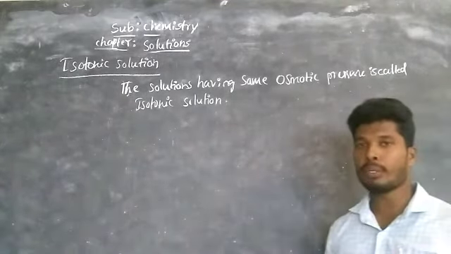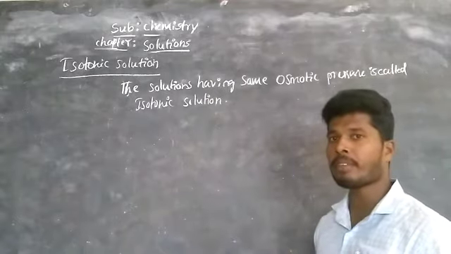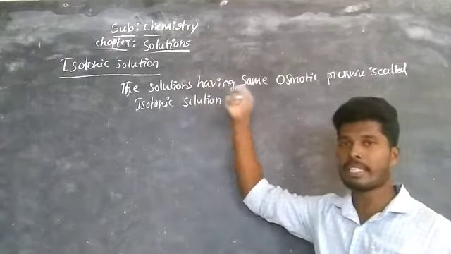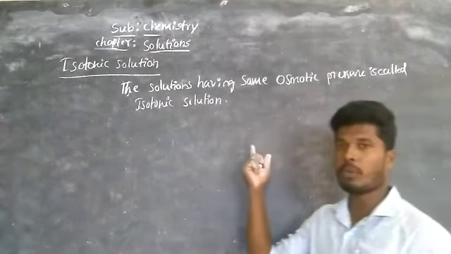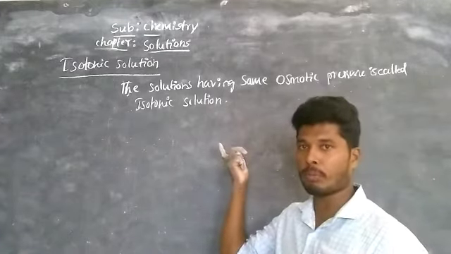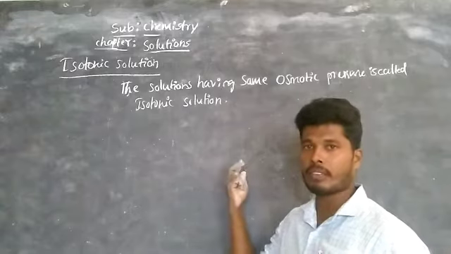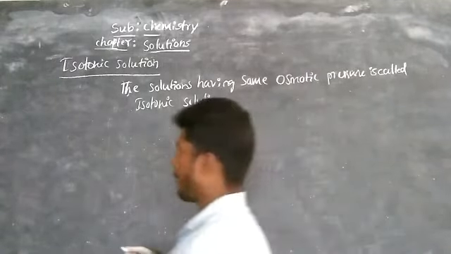If we are taking two solutions, and for those two solutions the osmotic pressure is the same, then we call both isotonic solutions. That is, solutions having the same osmotic pressure are called isotonic solutions. This is only by having equimolar masses of these solutions. Two solutions having equimolar masses are said to be isotonic solutions. Okay. Then next one, hypertonic solution.